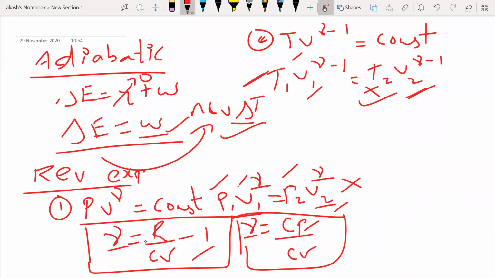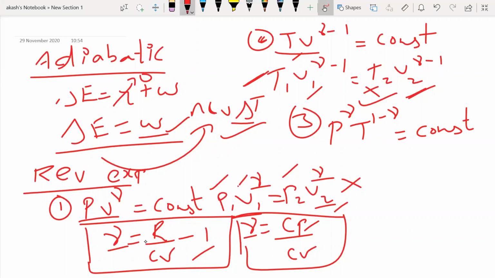Okay, right? So this is pressure and volume. This is temperature and volume. And third also I'll give you, but very rarely you will use, and that is pressure and temperature. So it will be P power gamma, T power 1 minus gamma is constant, right? P power gamma, T power 1 minus gamma is constant. But again, you will very, very rarely use this. Okay, but these two, that is this one and this one, yes, you will be using a lot of times. Again, I'm telling in terms of frequency of questions.